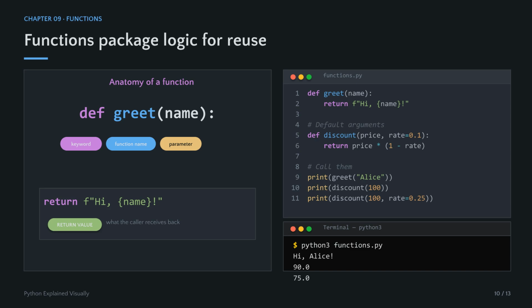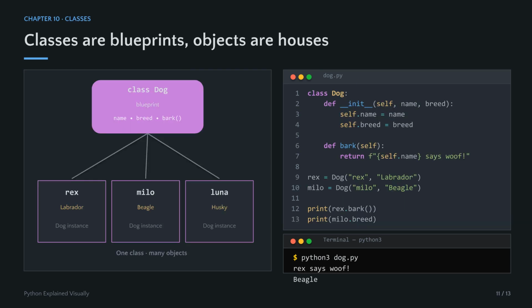Functions package logic for reuse. They are defined using the "def" keyword, followed by the function name and parameters. Functions can include return values and default arguments. In object-oriented programming, classes act as blueprints, and objects are instances of those blueprints. Each object has its own data and behavior defined by the class.